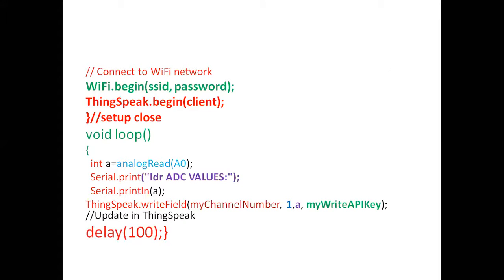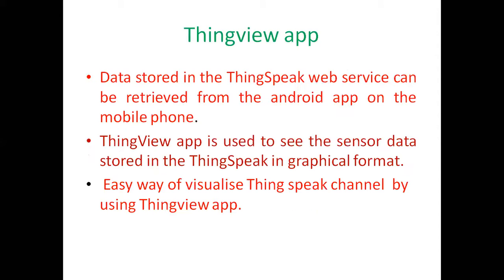ThingSpeak.begin. After that, depending on our application, we want to read the temperature sensor or LDR sensor. We can display it on the serial monitor, but I want to send the value to the cloud. So there is a command, ThingSpeak.writeField, channel number, 1, and my write API key.